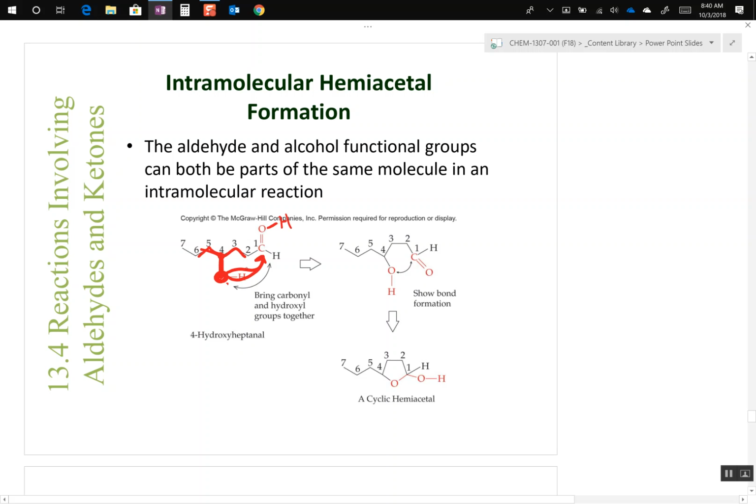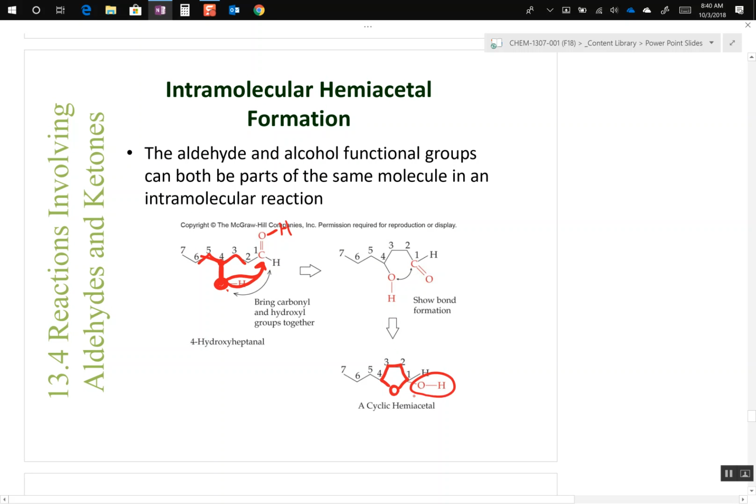And you're going to then have the oxygen embedded into a cyclical molecule. So you see how that oxygen reacts here to the first carbon of the aldehyde, and you're going to form that chain, and then here's the OH group that came off. Now you've created that cyclical hemiacetal.